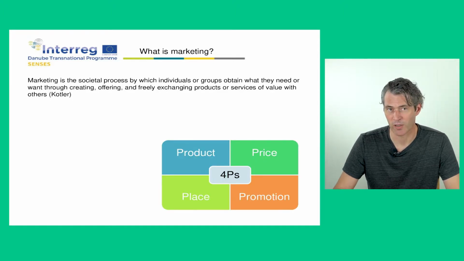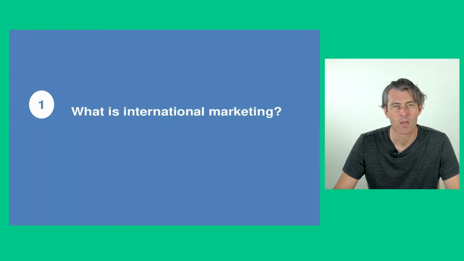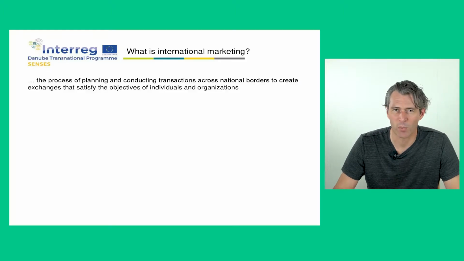Recall the definition of marketing by Philip Kotler, author of the most popular book about marketing. Marketing is a societal process by which individuals or groups obtain what they need or want through creating, offering, and freely exchanging products or services of value with others. So what is international marketing? It's the process of planning and conducting transactions across national borders to create exchanges that satisfy the objectives of individuals and organizations.